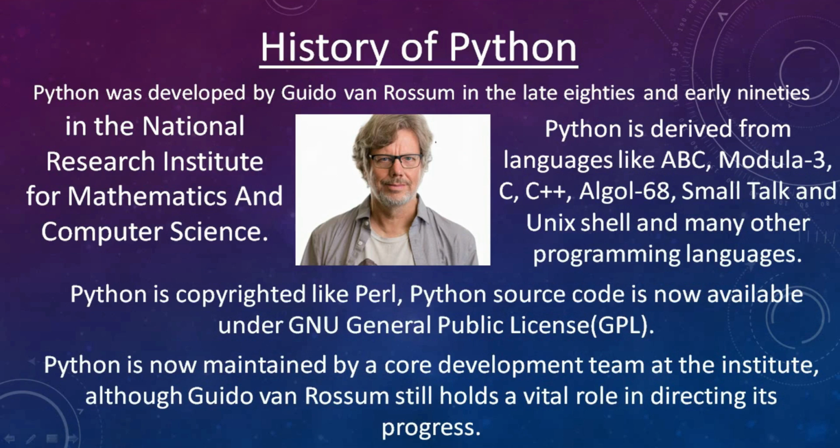Now this person is Guido van Rossum, who is the father of Python. He created it in the late 80s and early 90s in this institute, which is the National Research Institute for Mathematics and Computer Science. If you are wondering why the name Python, the reason is that at this time there was a famous show, Monty Python's Flying Circus. Guido van Rossum was inspired by this show, and hence gave the name Python.